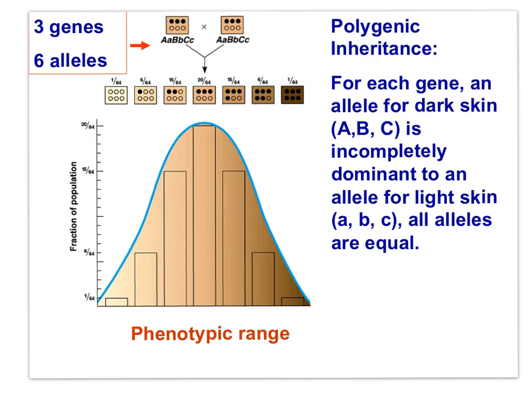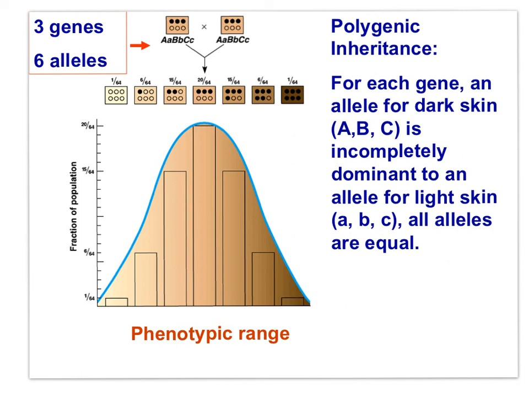Here's an example of polygenic inheritance. We have 3 genes, 6 alleles, and this is polygenic inheritance with respect to skin color. For each gene, an allele for dark skin is incompletely dominant to an allele for light skin. All the alleles are equal. You can see the various combinations here, resulting in 7 different phenotypes, which is very close to the continuous variation seen in a bell-shaped curve.